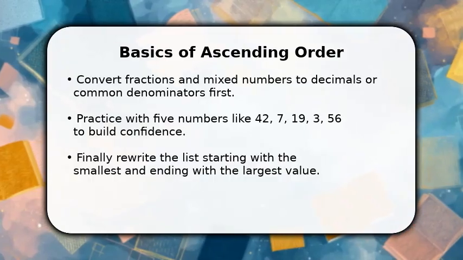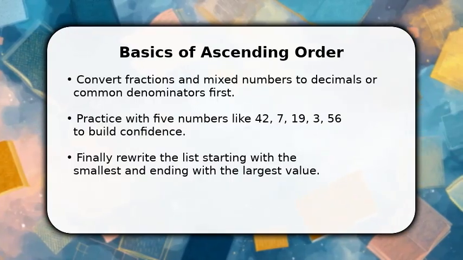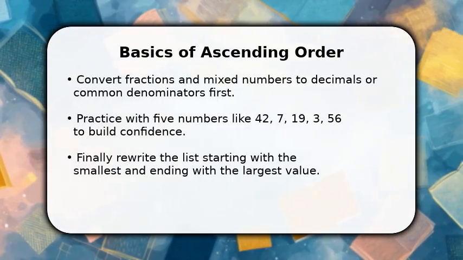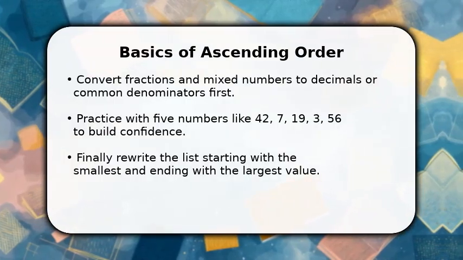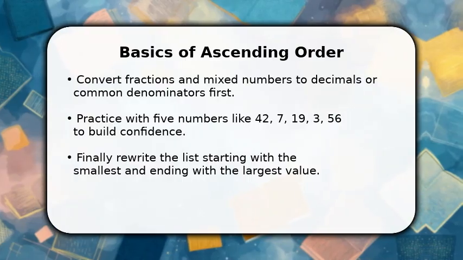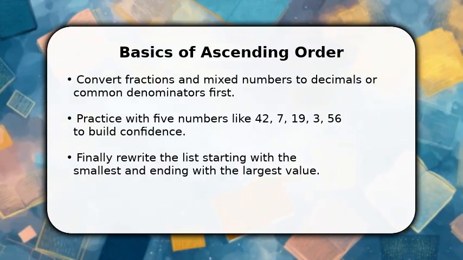Start by listing all numbers clearly on one line or column for readability. Identify negative signs, decimals, and fractions before comparing values accurately. Convert fractions and mixed numbers to decimals or common denominators first.